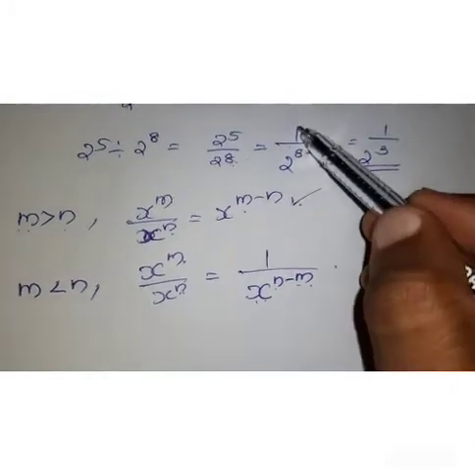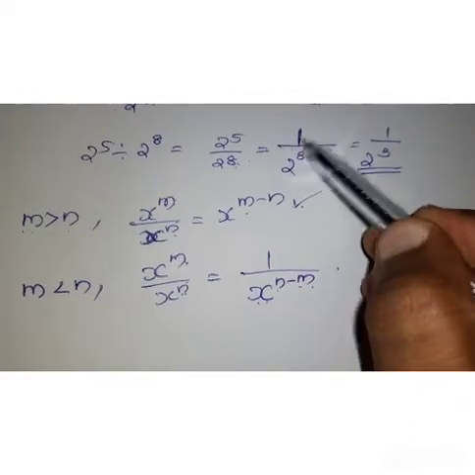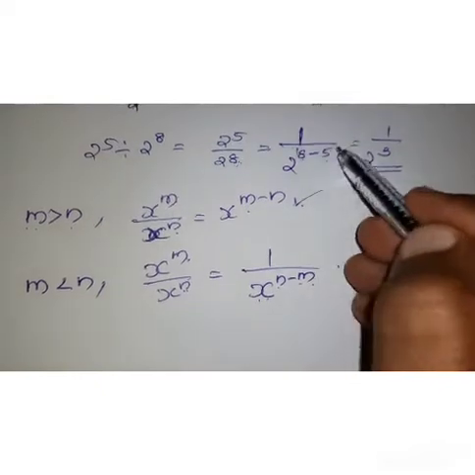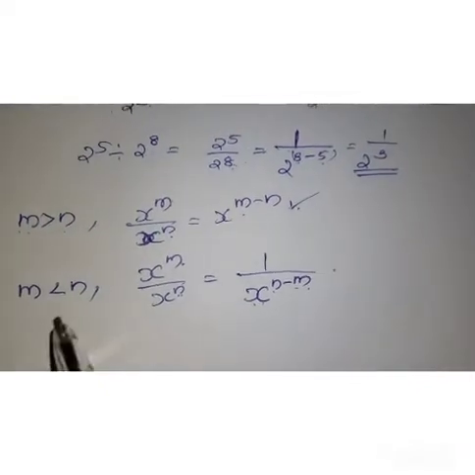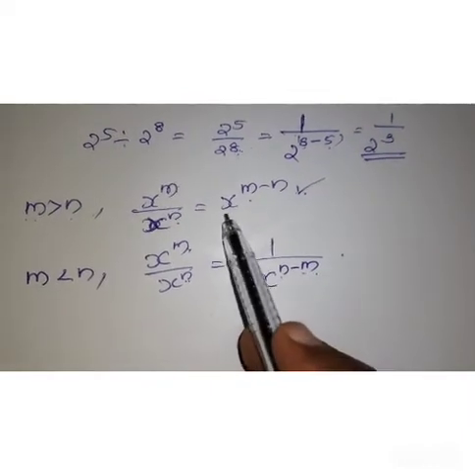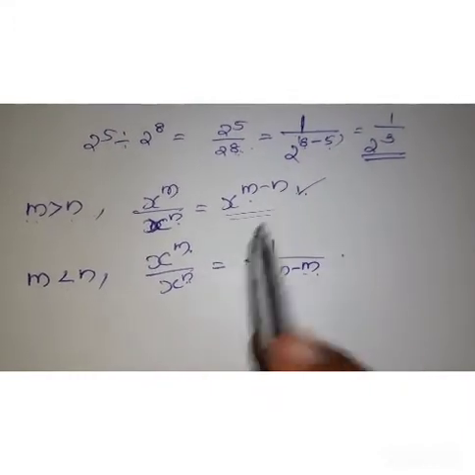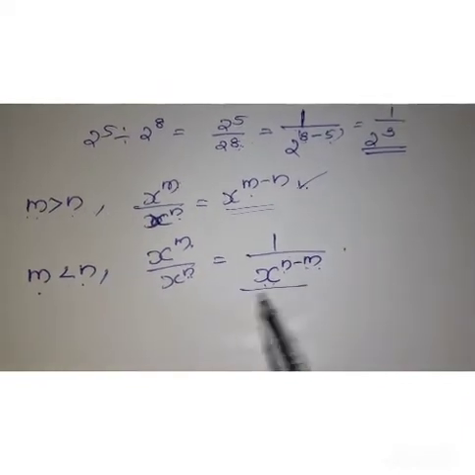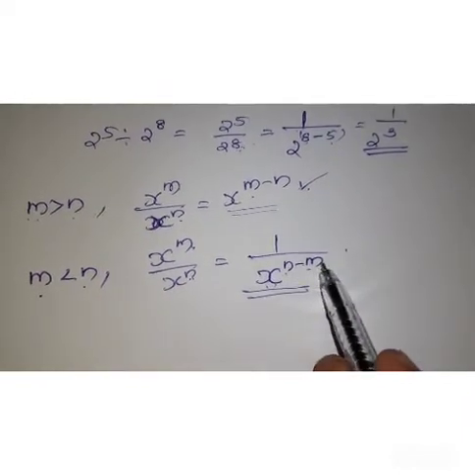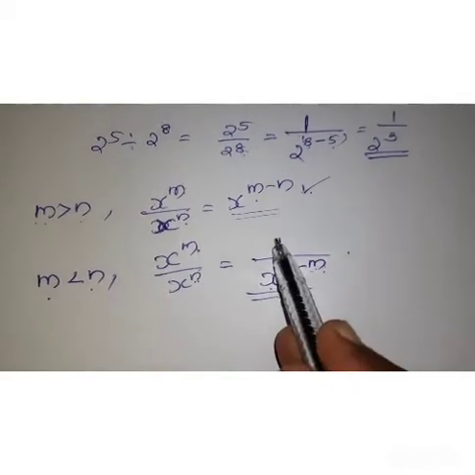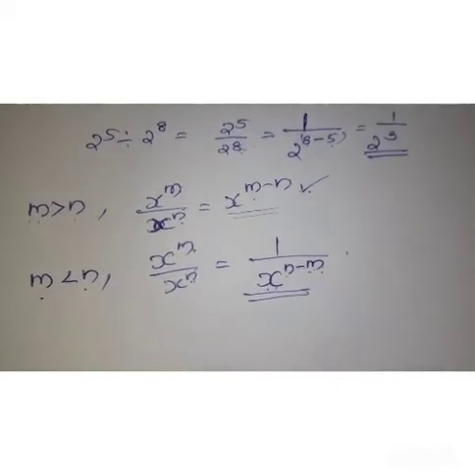So you have to take the reciprocal of that: 1 divided by the higher number to the lower, 8 minus 5. So remember this equation. If m is greater than n, you can write x raised to m minus n. If m is less than n, you should do it like this: 1 by x raised to n minus m, higher number minus smaller number. You have to take the reciprocal.